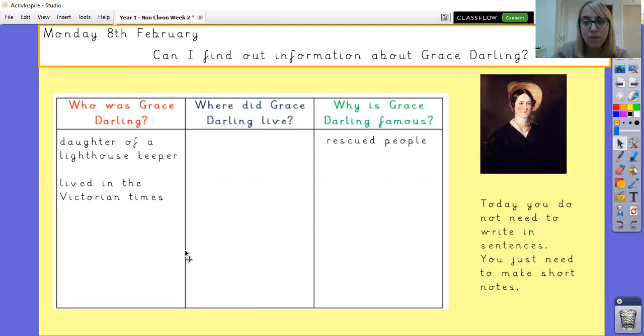Now today, what I would like you to do in your books is to write down these 3 headings: who was Grace Darling, where did Grace Darling live, and why is Grace Darling famous? And I want you to collect information about her and put them under the right headings. Okay, this is going to then help us with our writing for the rest of the week. So it's really important we do some research today.